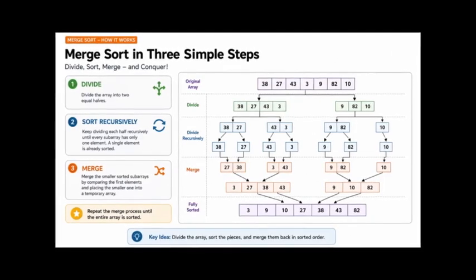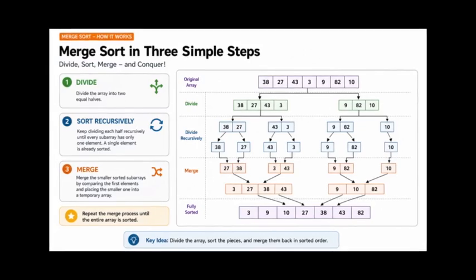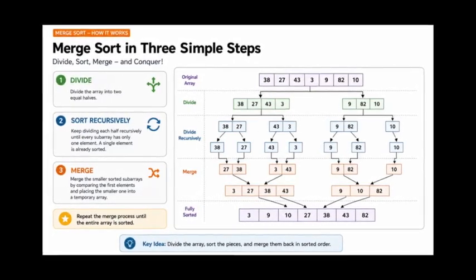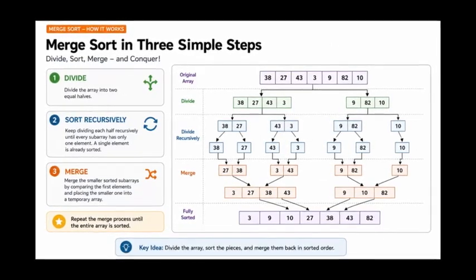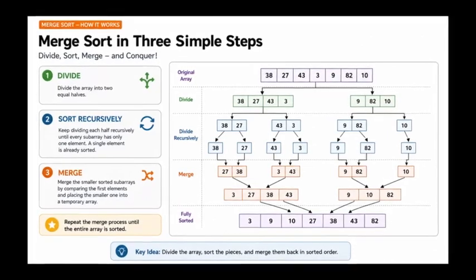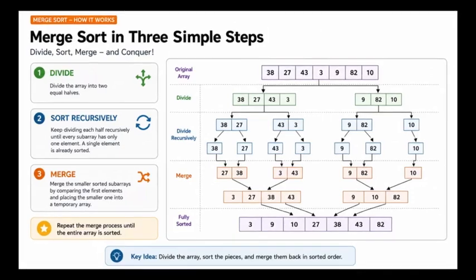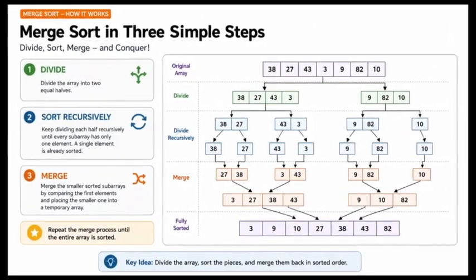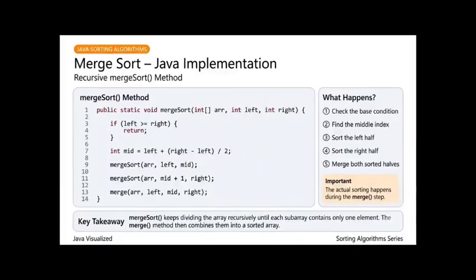mergeSort works in three simple steps. First, it divides the array into two equal halves. Next, it recursively continues dividing each half until every subarray contains only one element. A single element is already considered sorted. Finally, it merges the smaller sorted subarrays back together by repeatedly comparing the first elements of each half and placing the smaller one into a temporary array. This divide and merge process continues until the entire array becomes sorted.